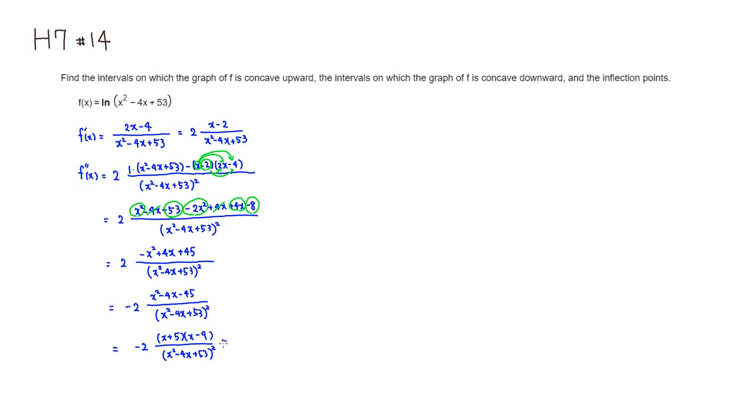If you set the numerator equal to 0, we're going to have the x coordinates of possible inflection points. So x equals negative 5 is one of them, and x equals positive 9. So let's look at the intervals here. If you do a number line, as usual, we put negative 5 somewhere around there, and positive 9 somewhere around there. Let's look at the sign of the second derivative.